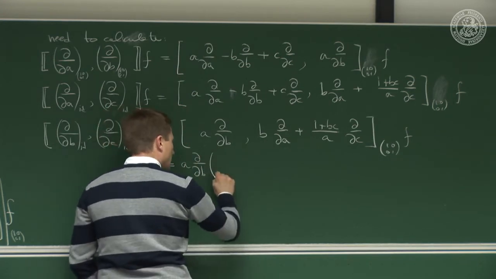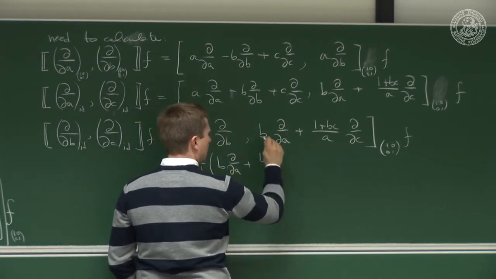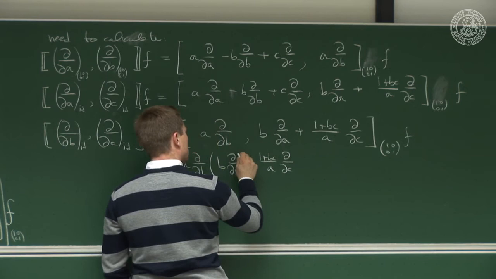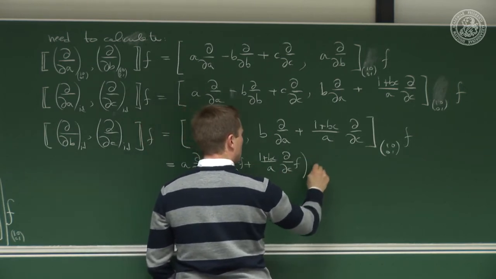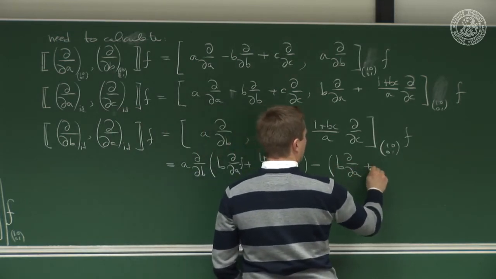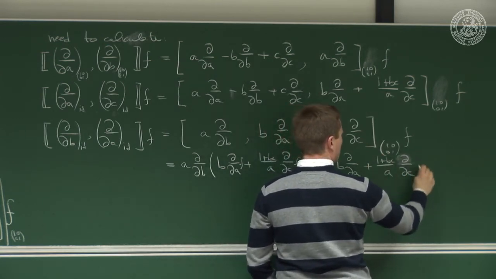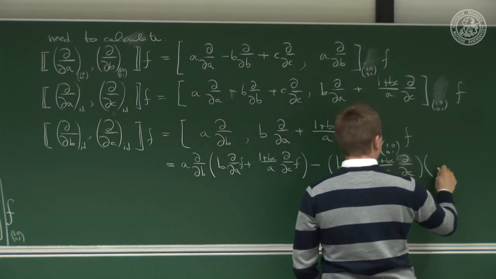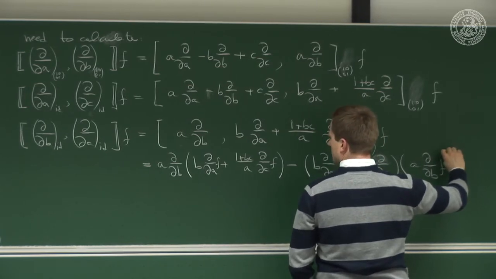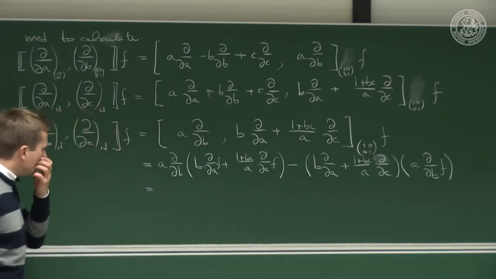A d by dB of B d by dA plus 1 plus BC over A d by dC, acting on F, so I can immediately write the F here, F, minus the other way around is B d by dA plus 1 plus BC over A d by dC, and this acts on A d by dB on F. Yes, that's right, so that's this guy. So now let's do this action properly.